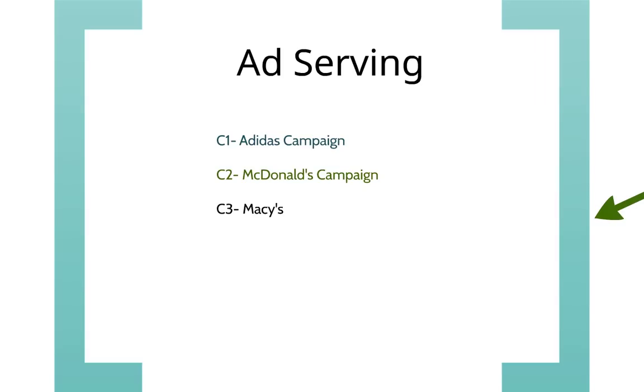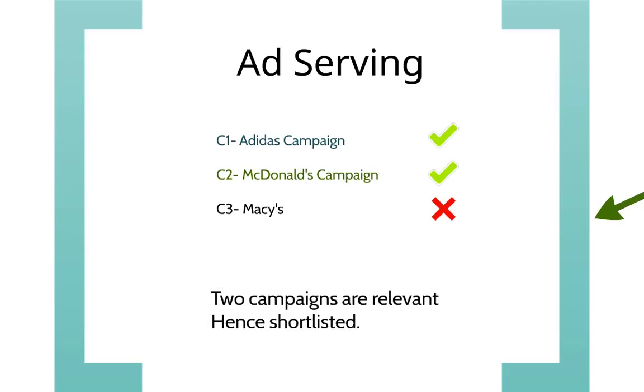So it looks at the thousands of campaigns that we have. In this case, we have 3. So we're going to look at all these 3 campaigns and pick the campaigns that are relevant to this ad request. Adidas and McDonald's are relevant because they both want to target users located in India between the age groups of 18 to 34 years. Macy's, however, is not relevant because they are targeting people in the USA. So 2 campaigns have been shortlisted.